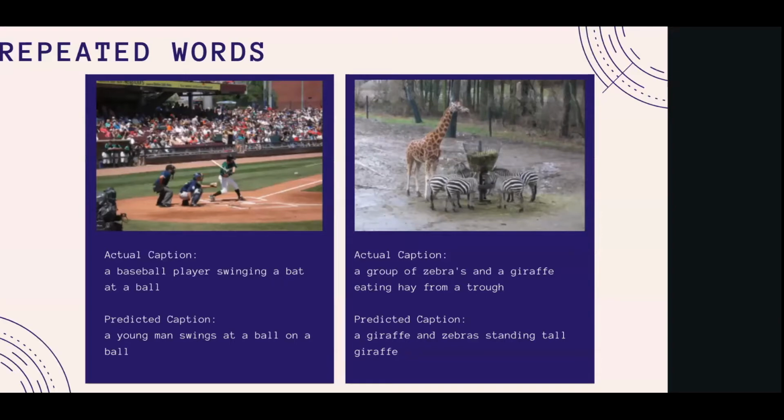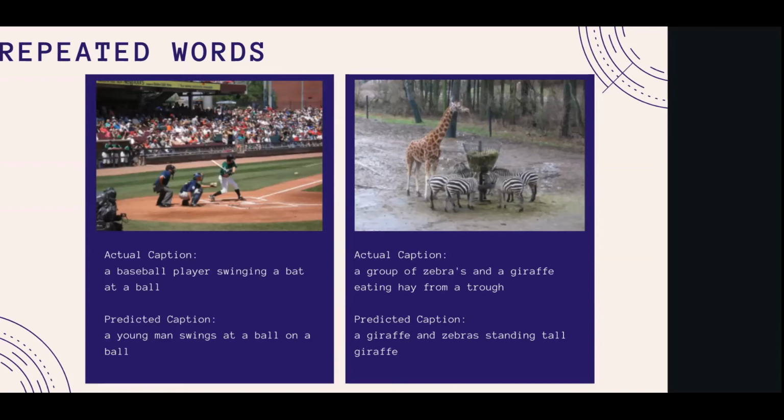One issue I noticed as I ran through validation images was repeated words. Ball on ball, giraffe being repeated in the picture on the right. And on top of that, I also noticed that my model seemed a little biased towards baseballs and giraffes.